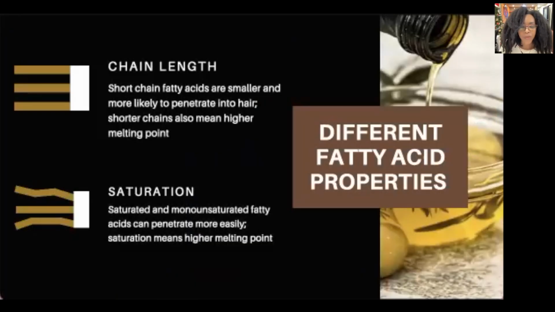Okay, so one way in which fatty acids can vary is in their chain length. The chains can be very short or they can be very long. And shorter chains make the triglycerides smaller. Smaller triglycerides penetrate more easily into your hair. So that's something to bear in mind for your hair regimen. Also, the shorter the chain, the higher the melting point. So butters tend to have shorter chains than oils.